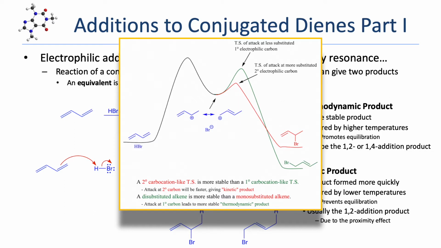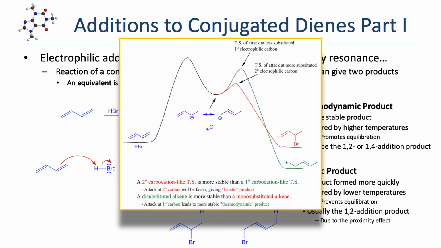As the bromide approaches the allylic carbocation, it will be attracted to either of the two electron-deficient carbons. If the bromide approaches the secondary carbon, then the transition state that forms will closely resemble a secondary carbocation. If the bromide approaches the primary carbon, then the transition state that forms will closely resemble a primary carbocation.